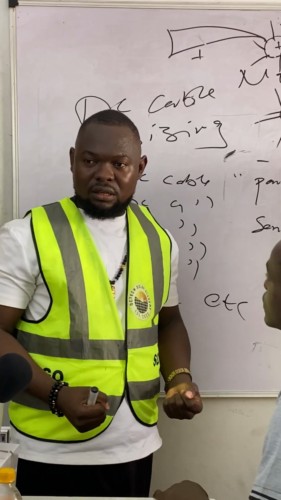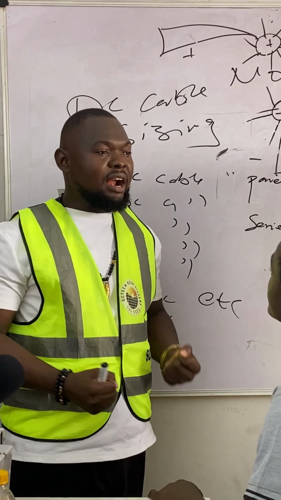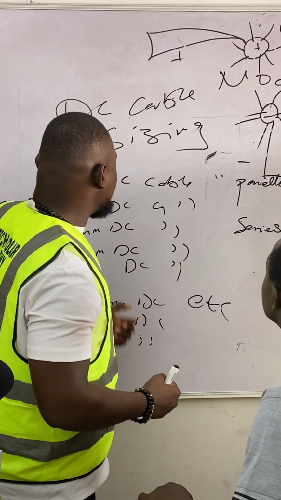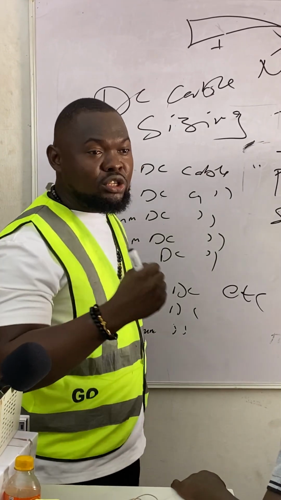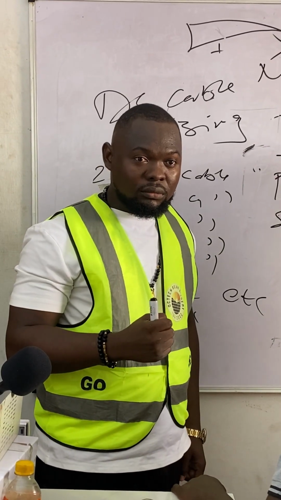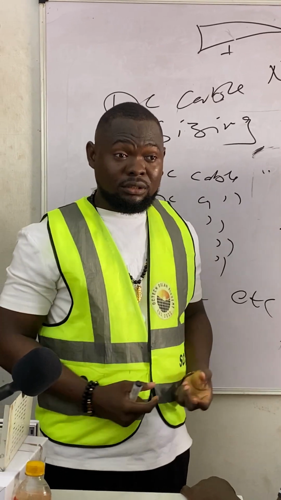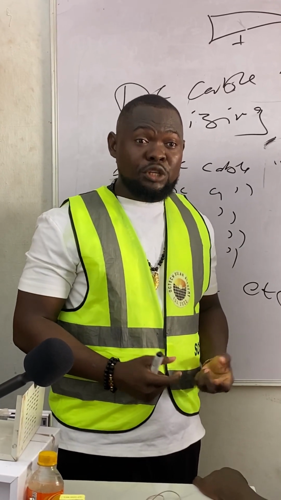Am I communicating? Yes, sir. So for you to consider parallel connections, you must have what? A wire that can sustain the load. A wire with a good gauge, because it carries what? Current. It's building up current.